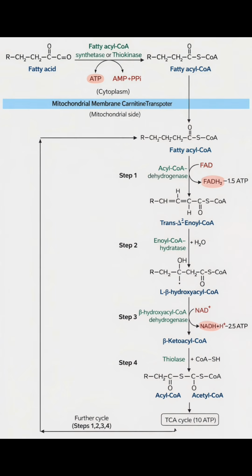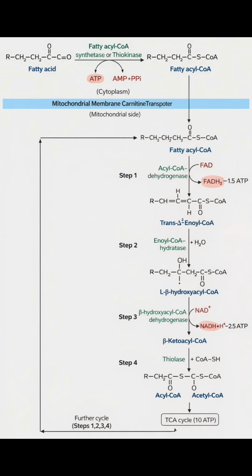Step 2. Hydration. Next, the enzyme enoyl-CoA hydratase adds water across the double bond, producing beta-hydroxyacyl-CoA. Step 3. Oxidation. In the next step, hydrogen is again removed from the beta-hydroxy group, converting it into a keto group. These hydrogens are accepted by NAD, which is reduced to NADH, forming beta-ketoacyl-CoA.